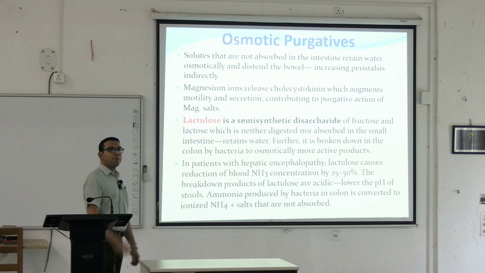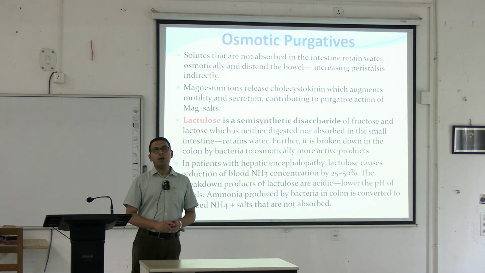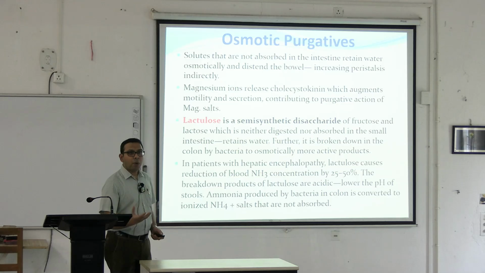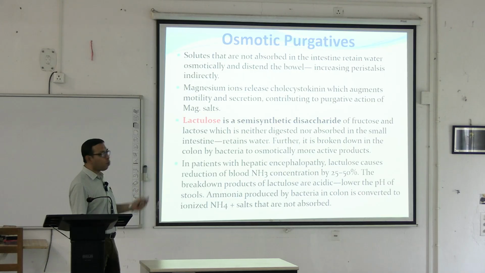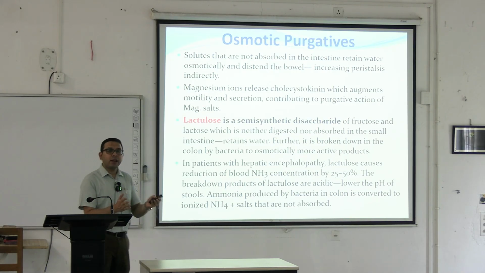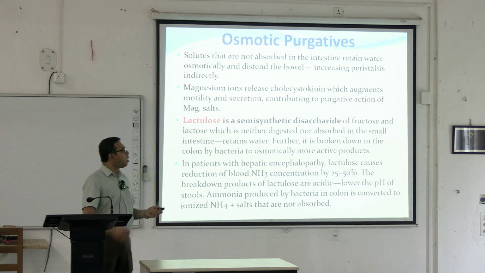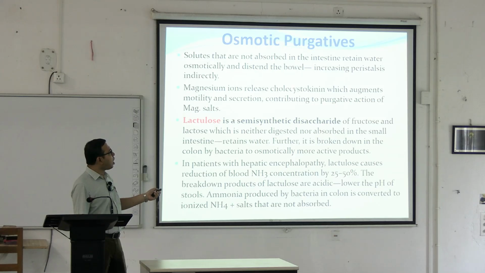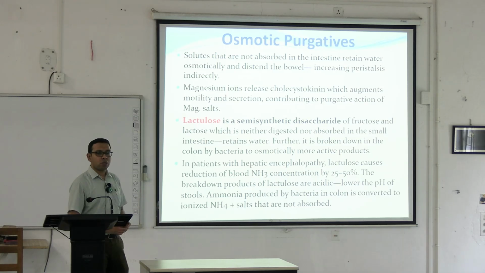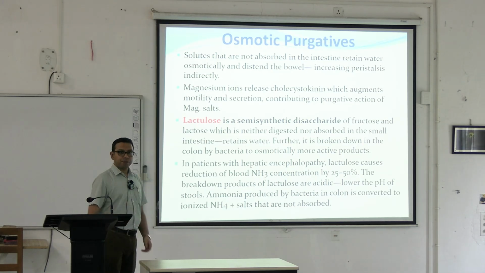Next, coming to the osmotic purgatives or osmotic laxatives. These are very commonly used nowadays as a first line therapy. These are solutes that are not absorbed in the intestine. They retain water osmotically and distend the bowel. When the bowel is distended, the nerves are activated, so there will be peristalsis. Magnesium ions release cholecystokinin also, which augments motility and secretion and contributes to the purgative action of magnesium salts. An example is lactulose.